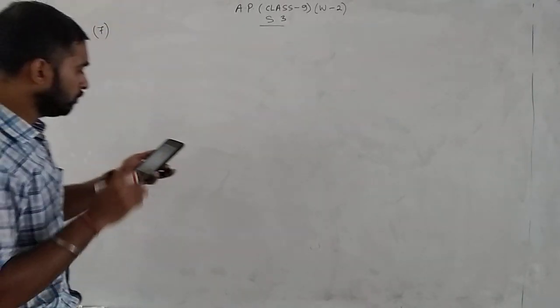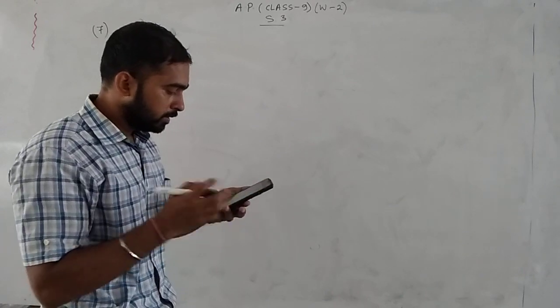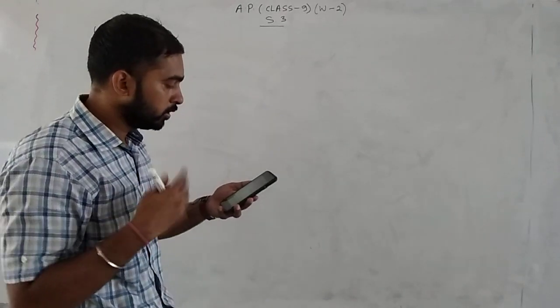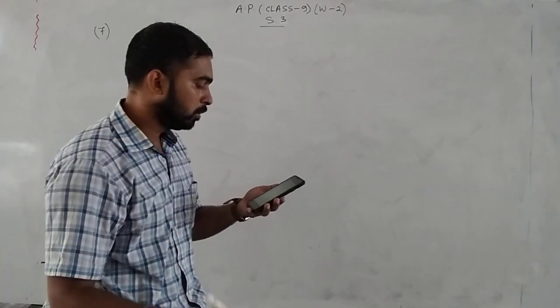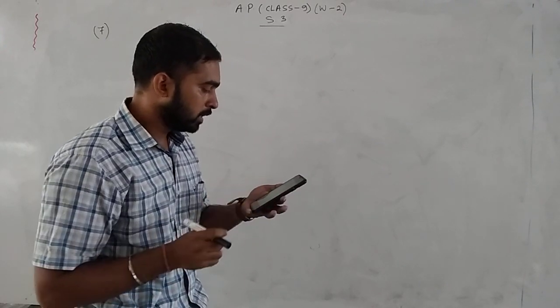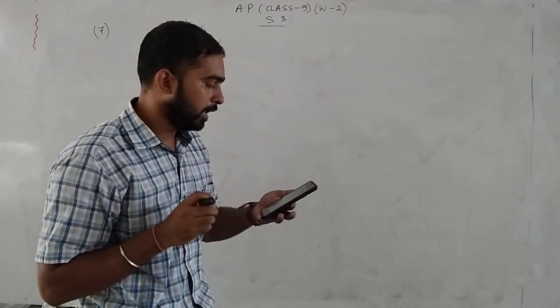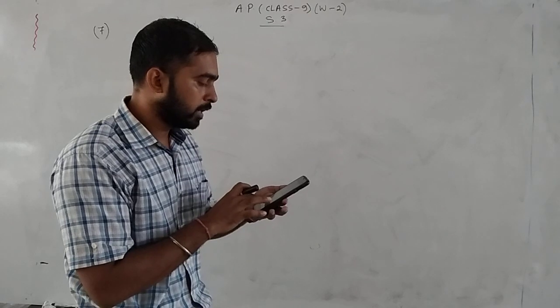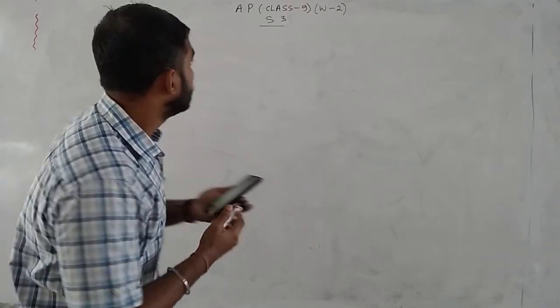Now question number 7. What is the question? See, first of all read the whole question. There are 6 questions and I will do 3 or 4 questions. I will leave the rest as homework for you. Now see question number 7. If A, B, C are in AP, then show that the following terms are also in AP. So first of all, what is given?